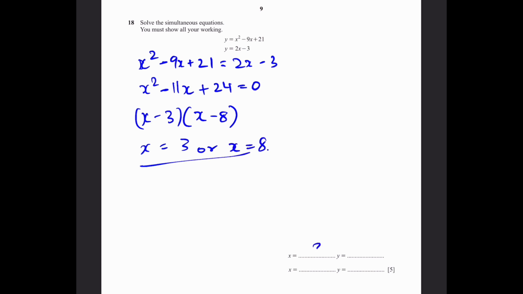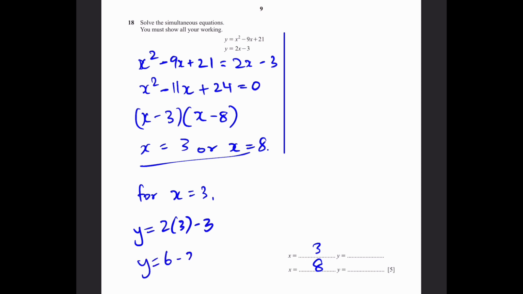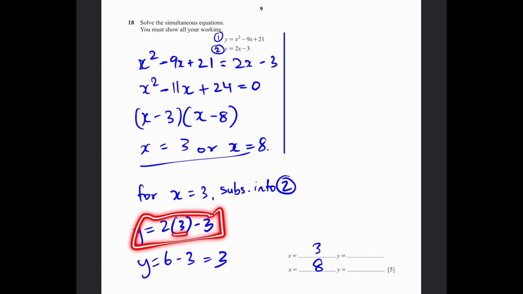We found the x values now. Now for x equals 3, let's do that first. For x equals 3, y equals 2 into 3 minus 3. So that means y is equal to 6 minus 3. That's equal to 3. How do we get this? Because let's just say that this is equation 1, this is equation 2. We substitute into equation 2. We get y equals 2x minus 3, y equals 2 into 3, substituting x, minus 3. So y equals 6 minus 3, 3. That's what we got here. So that's for the first one, x equals 3, y equals 3.